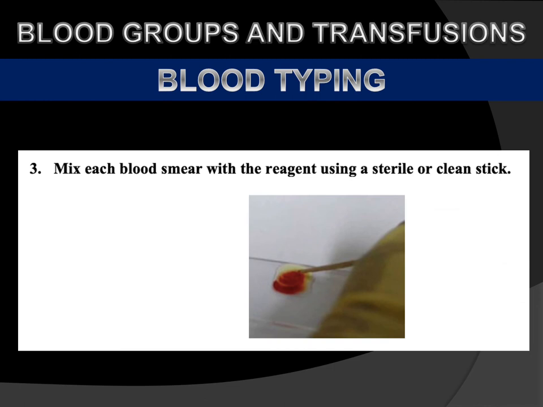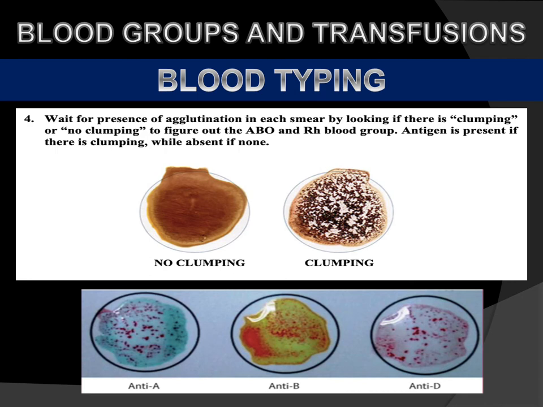Third, nung napatakan mo na ng reagent yung bawat smear, mix each blood smear with the reagent using a sterile or clean stick. Tapos, hihintayin mo na ngayon kung magkakaroon ng agglutination. Paano natin ulit malalaman kung may agglutination or clumping? Doon sa unang photo, no clumping. Kahit pinatakan mo nung antibody na reagent, walang clumping, ibig sabihin wala siya nung reagent na yon. Pero pag may clumping, ibig sabihin kung ano yung pinatak mo sa kanya at nag-clump yung dugo, meron siya nung antigen na yon. Therefore, nandoon yun sa blood type niya.